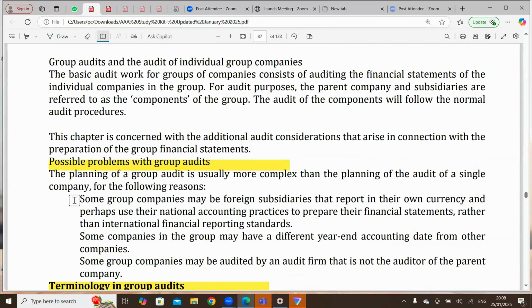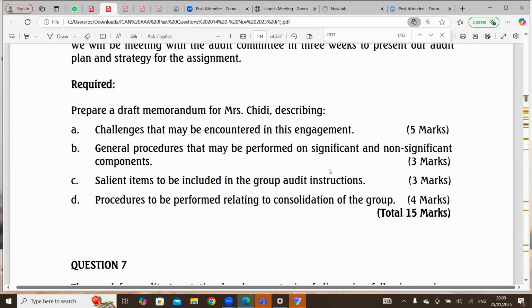Straight and direct. We have different currency, different accounting practices, different year end, and different auditors apart from the component auditors. Okay? Straight and direct, our answer, 5 marks.